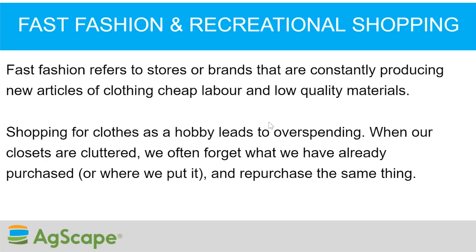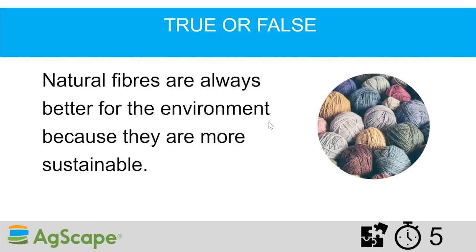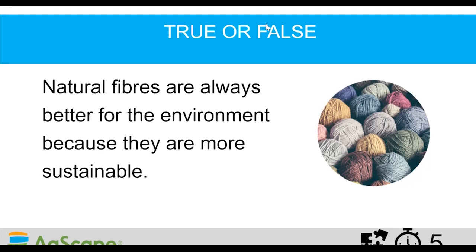I don't know why this slide is, okay, there we go. So here's another true or false then. Natural fibers are always better for the environment because they're more sustainable. What do we think about that one? Natural fibers are always better for the environment because they are more sustainable.